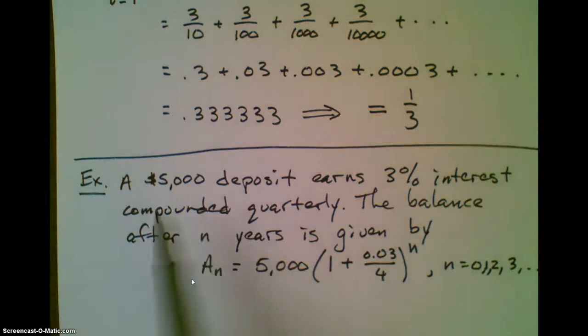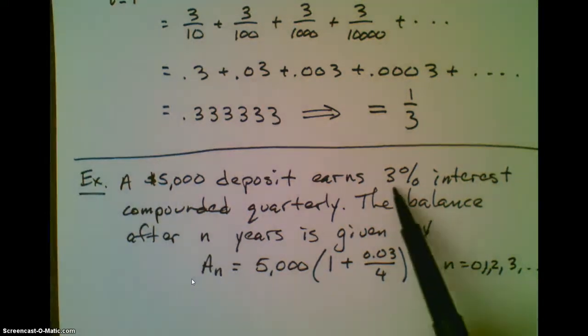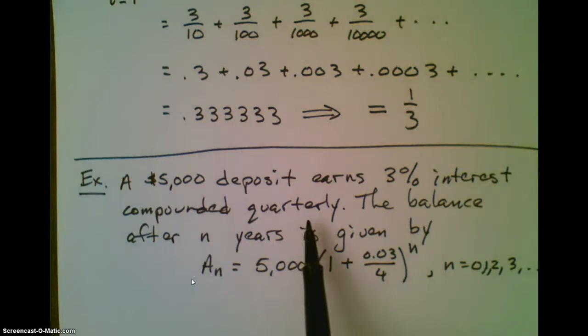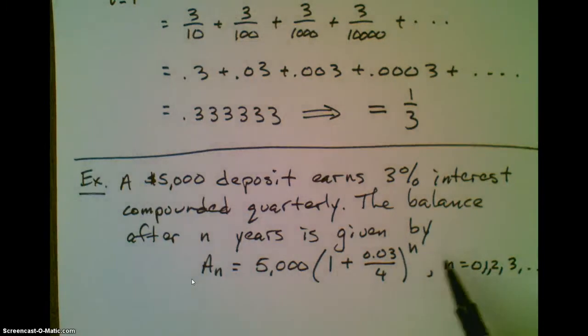Okay, so notice some of the numbers in the problem. The 5,000 is over here. That's our principal. The interest, 3%, is over here. That's 0.03. It's compounded quarterly, so that's 4 times a year. That's why our interest is divided by 4. And n is going to be the number of years.